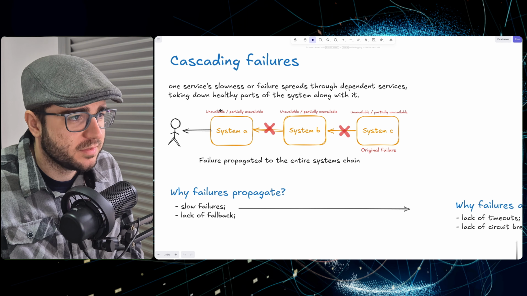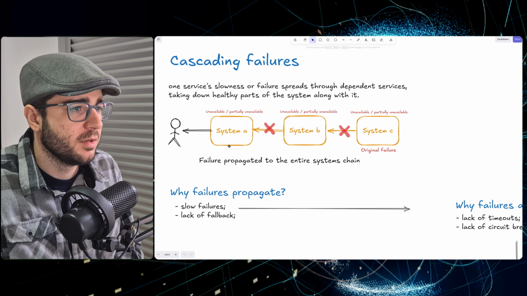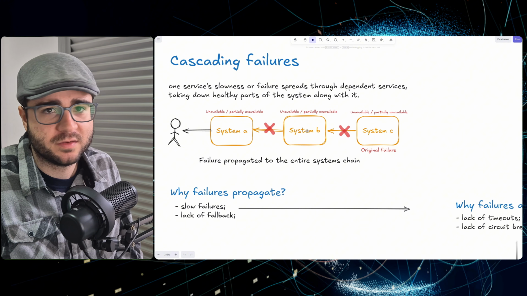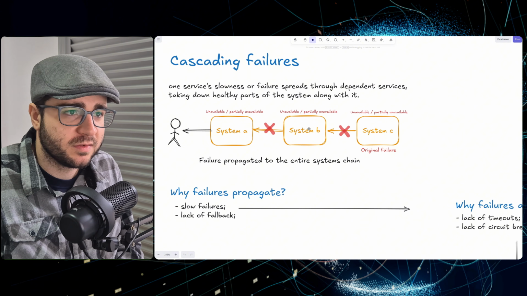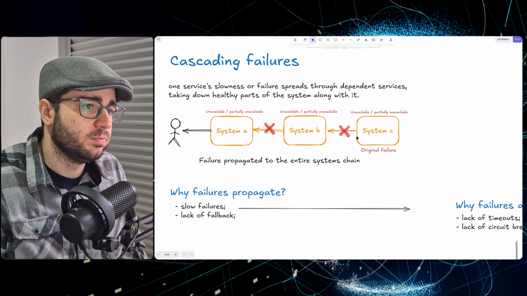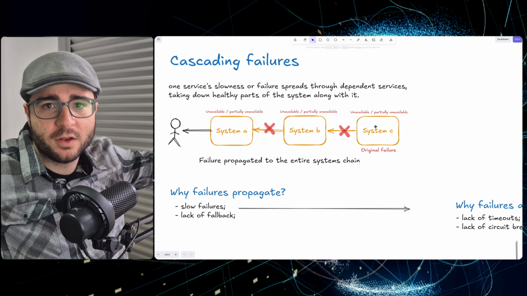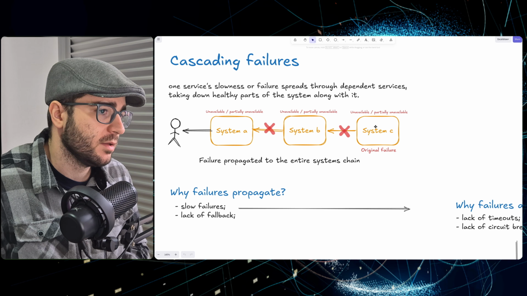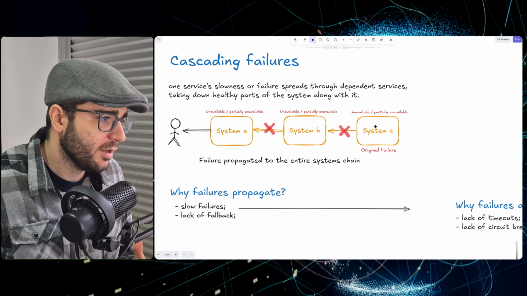So probably system A in this diagram is doing more stuff than that feature that relies on system B, and also system B in relation to system C as well. So when our systems start falling like dominoes, this is really a huge problem. And why does this happen and how can we prevent that?